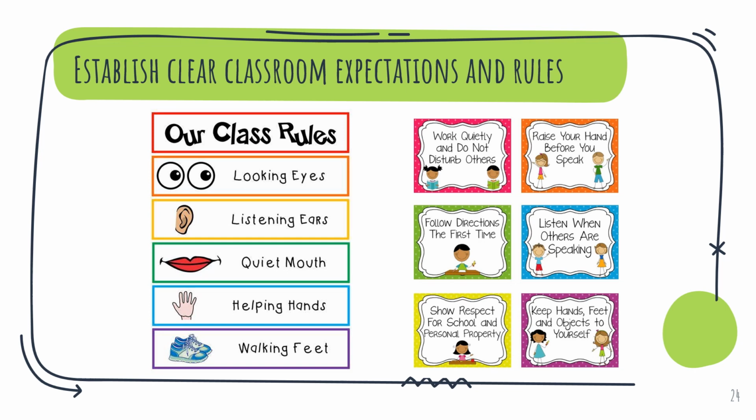The one on the right has some other kinds of rules. Work quietly and do not disturb others. Raise your hand before you speak. Follow directions the first time. Listen when others are speaking. Show respect for school and personal property. And keep hands, feet, and objects to yourself. These are some rules that you might see in a kindergarten classroom, a young elementary classroom. So it's good to establish clear classroom expectations and rules for the children, and to keep them really minimal as to what you need to have a smooth operating classroom.